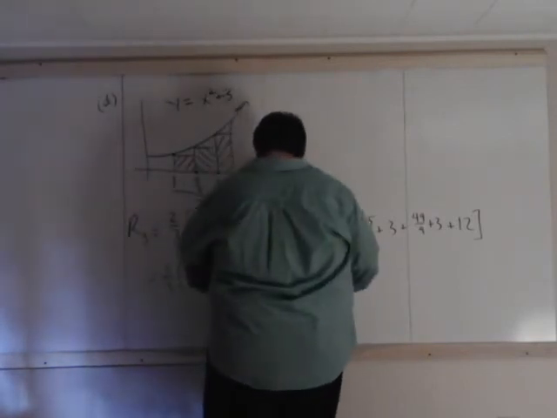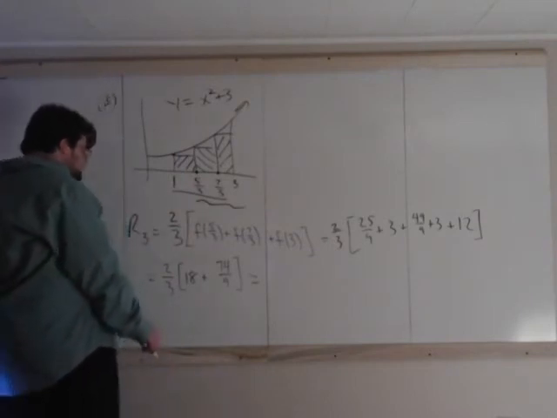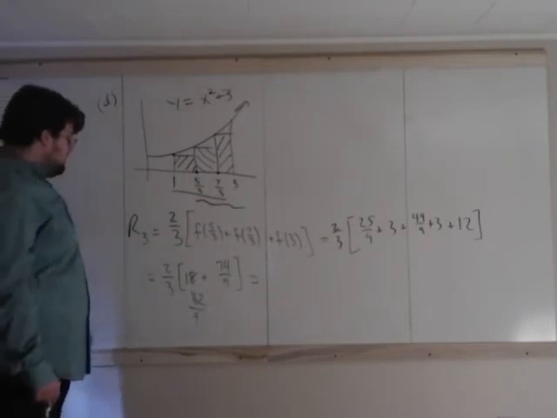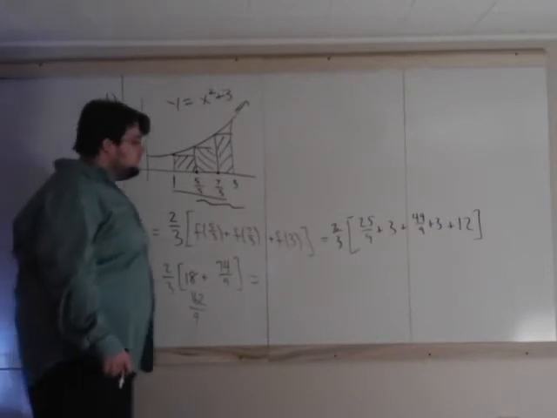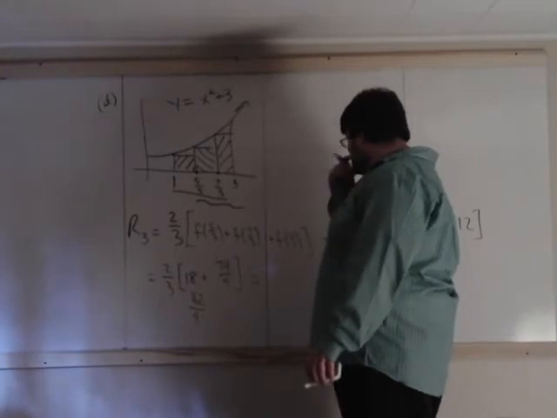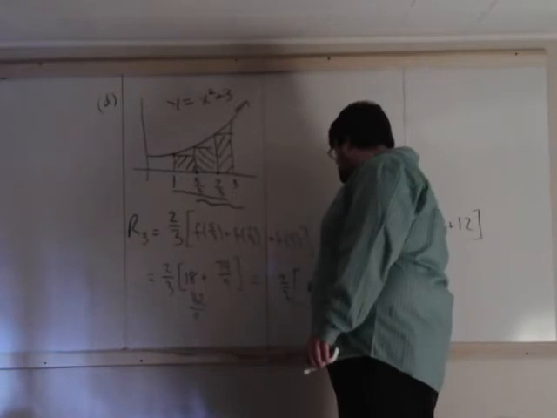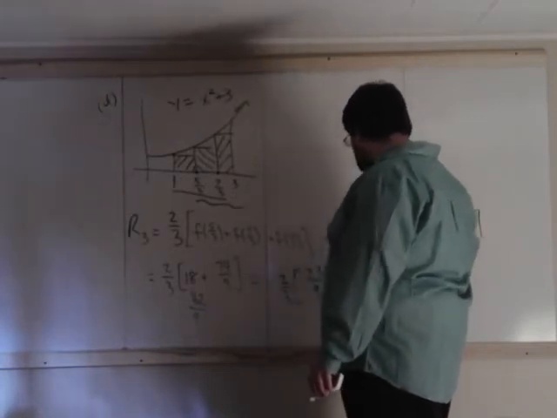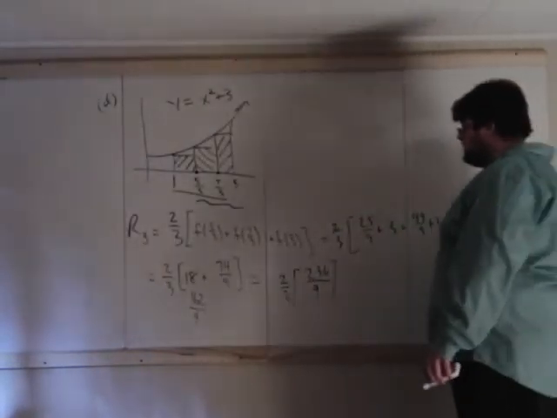18 is what over 9? 18 times 9 is 180 minus 18, which is 162. 162 plus 74 gives you what? 236? No, that can't give 236. That reduces. Oh no, that doesn't reduce. What am I talking about? That gives 236 over 9.